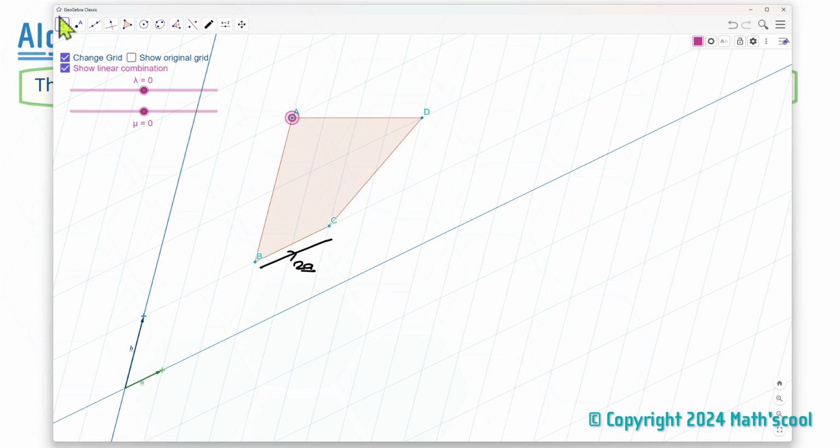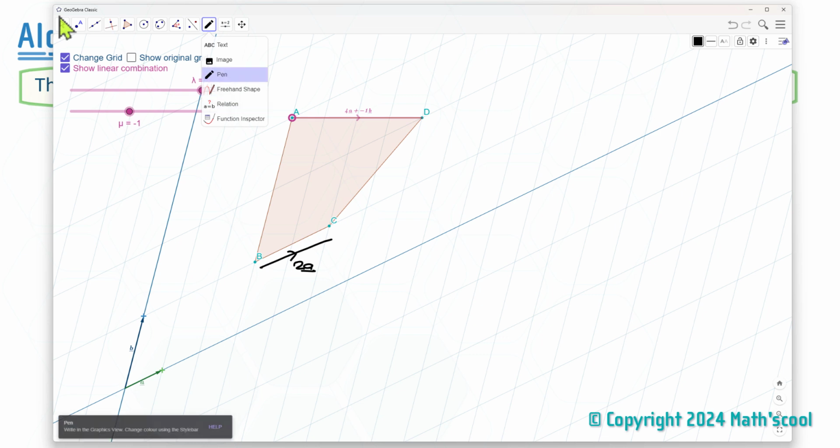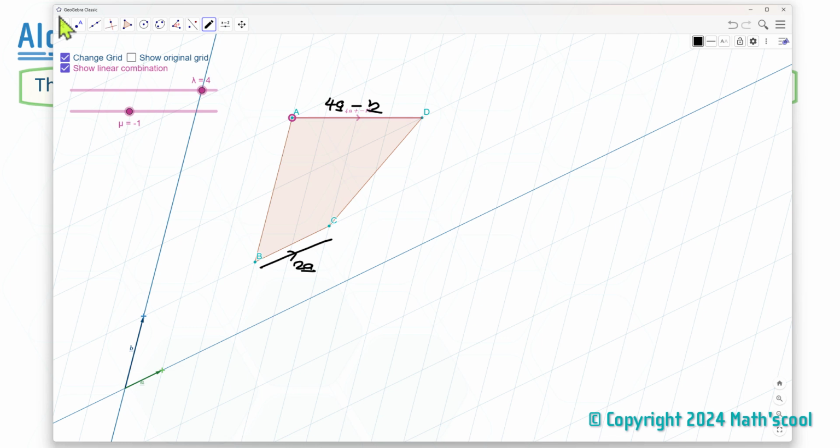Okay. And now I'm going to move this point here to, say, A here. And I'm going to say, what is the vector from A to D? And I'm going to again increase lambda. And then I'm going to increase mu. No, I'm going to decrease mu. Okay, so that tells me that this vector is 4A minus B. So I can write that as 4A minus B. And then now I can move my point here, A, and I can move it to, say, here. And this time I'm going to get the lambda to 0, and I'm going to increase the mu.